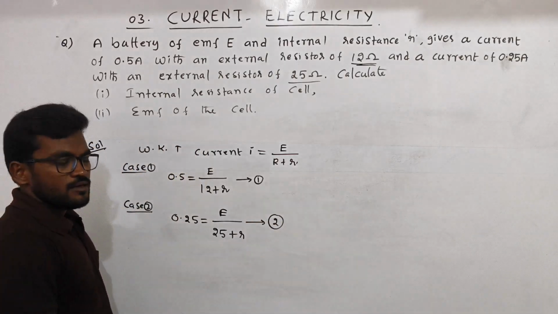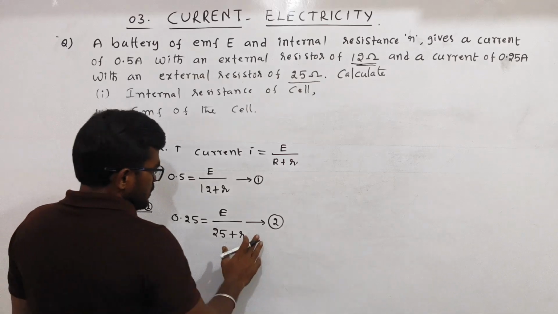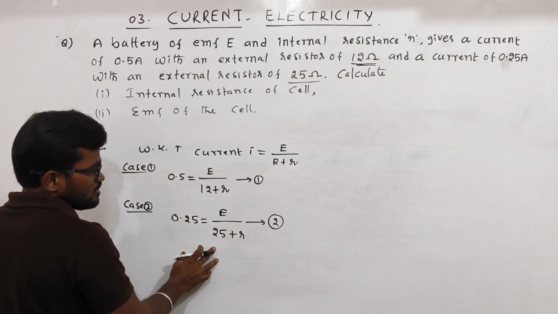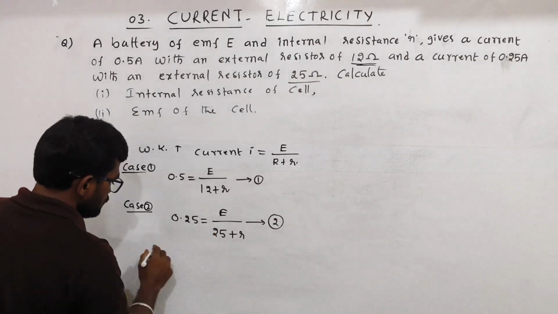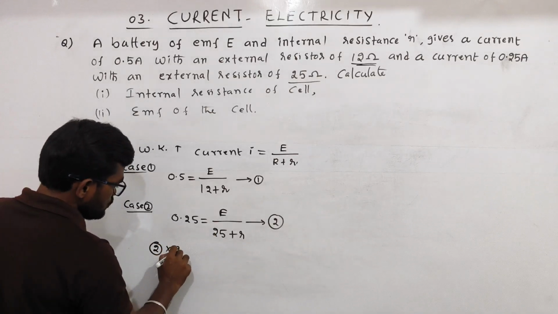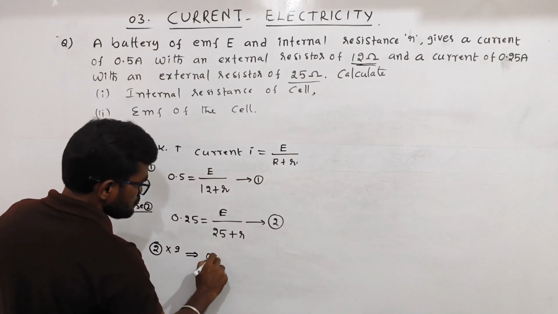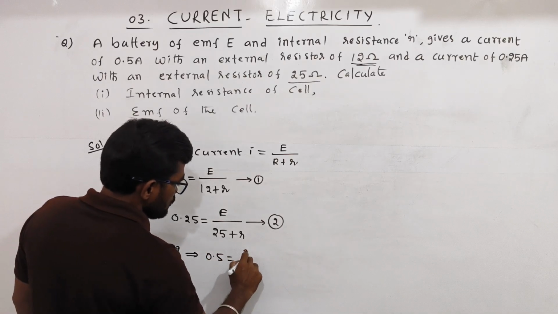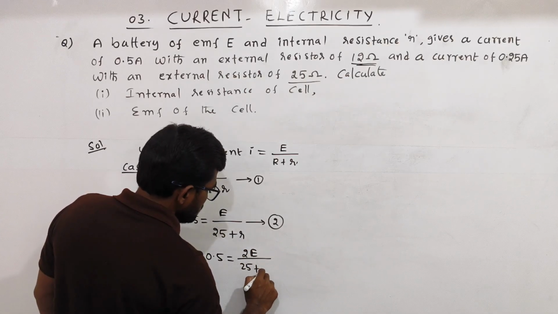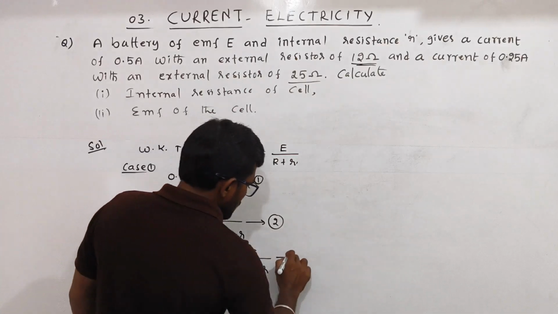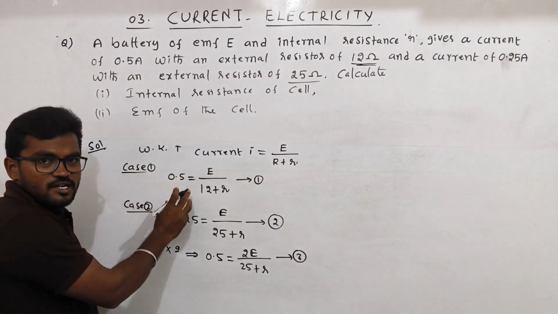Similarly, solve equations number 1 and 2. Before that, let us multiply equation number 2 by 2, then we will get the answer easily. So 0.25 into 2 becomes 0.5, equal to 2E divided by 25 plus r. You have to multiply the entire equation by 2. Look at this one, equation number 3.